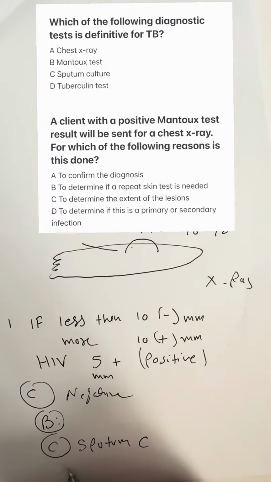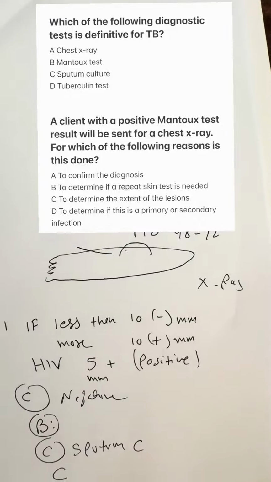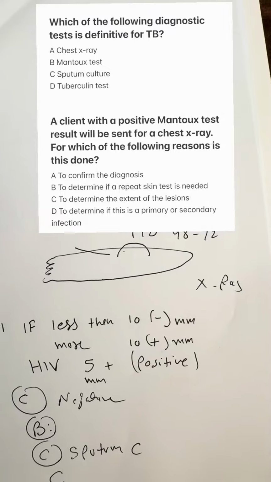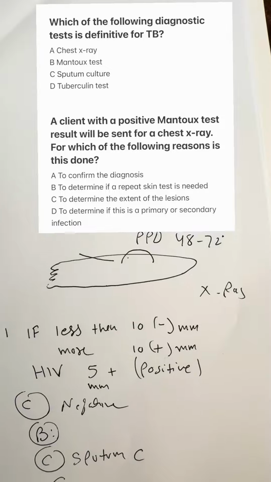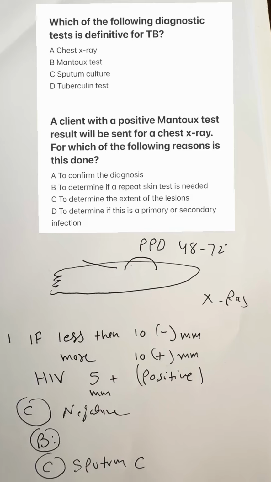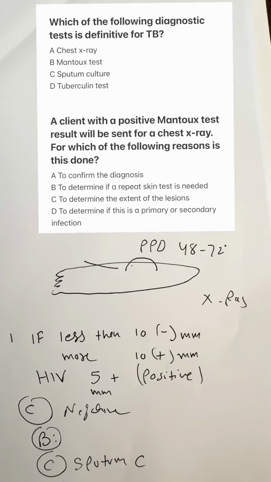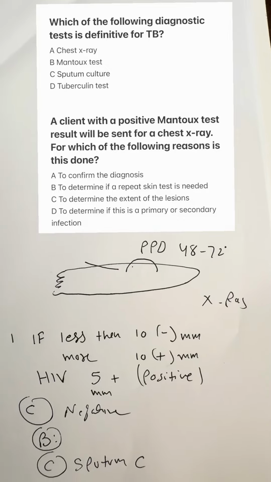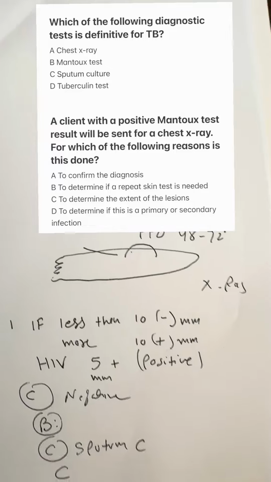answer C. If the lesions are large enough, the chest X-ray will show their presence in the lung. Sputum culture confirms the diagnosis. There can be false positive and false negative skin test results, right? A chest X-ray can't determine if there is a primary or secondary infection.